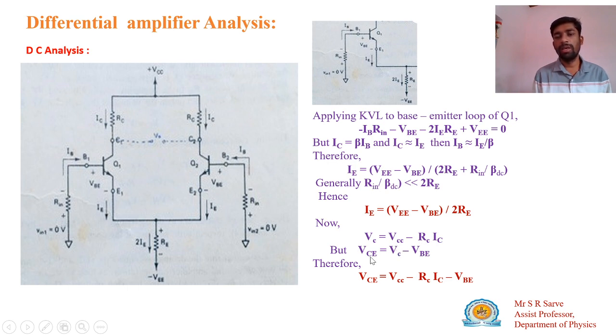Now we'll see what the potential across collector and emitter is. The voltage across collector emitter is the potential at the collector minus the potential at the base and emitter. So we substitute this equation of VC here, and we get the voltage across collector emitter VCE is equal to VCC minus RC IC, minus VBE. So we will get two parameters, IE and the voltage across collector and emitter, by using which analysis? DC analysis. And this is very important in the analysis of a differential amplifier.